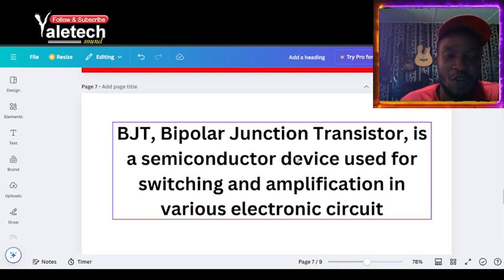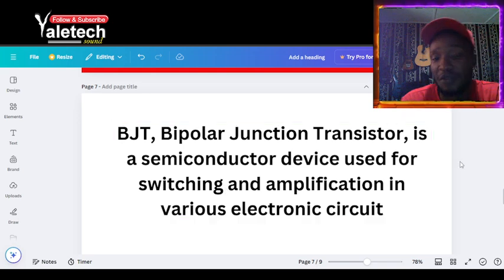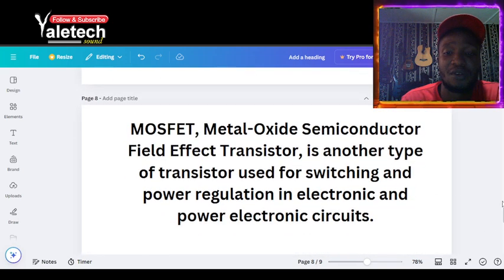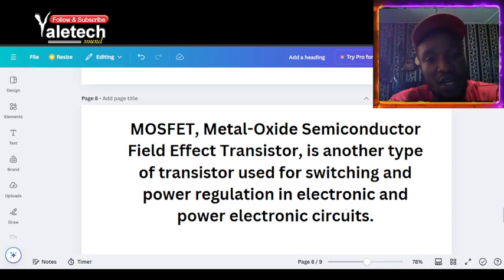So this is an area where we can use BJT. They are used in switching and amplification of various electronic circuits. Okay, let's look at MOSFET. MOSFETs are very, very useful. The two are useful, but the areas are a bit different.